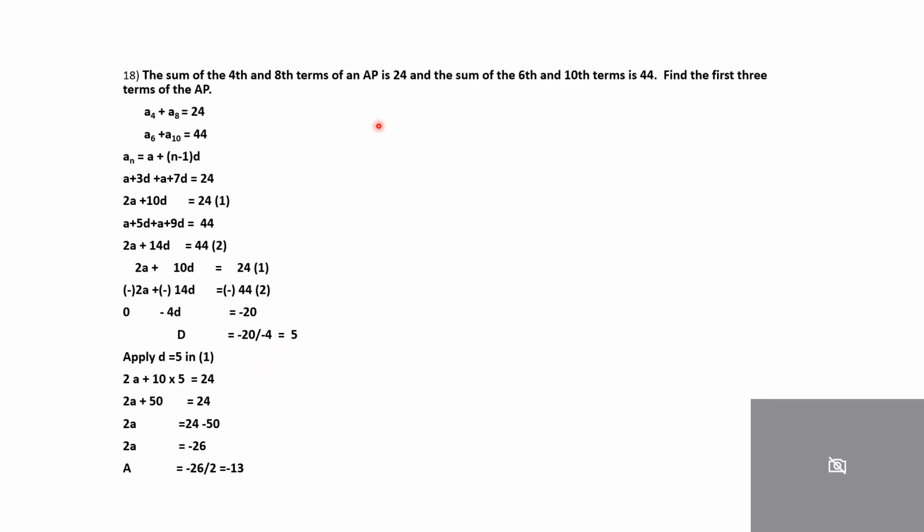But here we have not yet written the first three terms of the AP. What are the first three terms of the AP? The first term is minus 13, and the second term is minus 13 plus 5, that is minus 8, and the third term is minus 8 plus 5, that is minus 3. Okay, so the three terms of the AP you have to write.